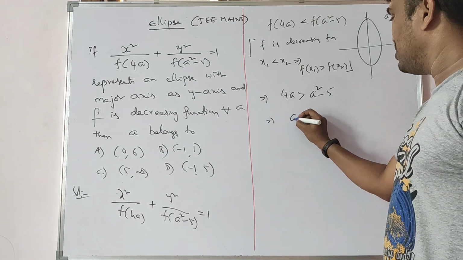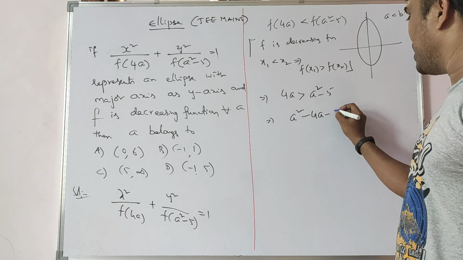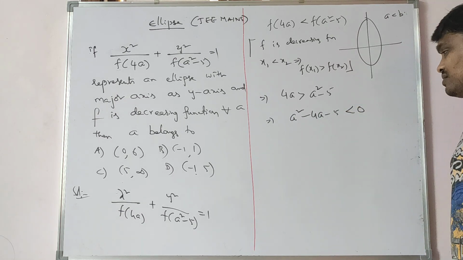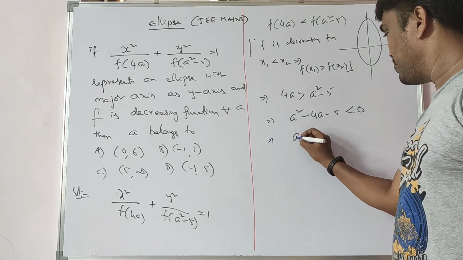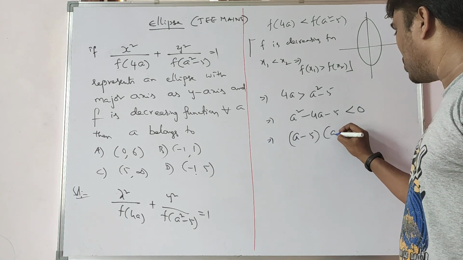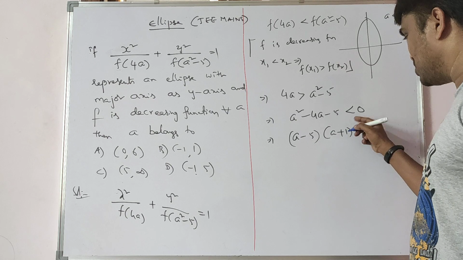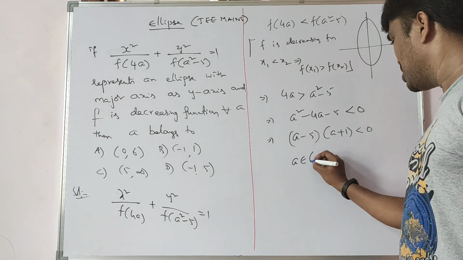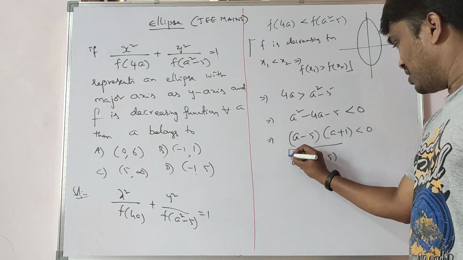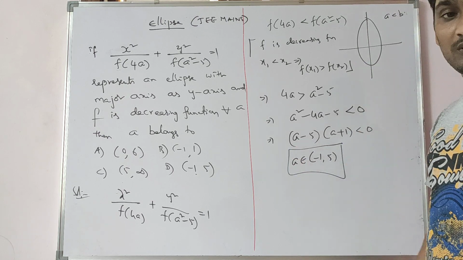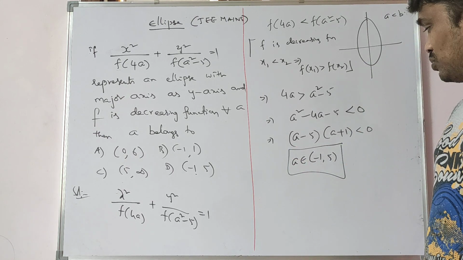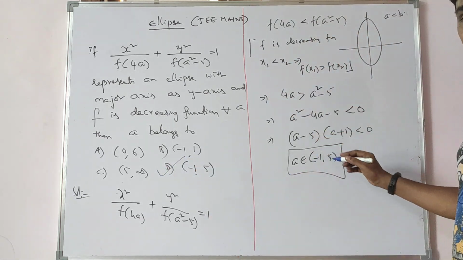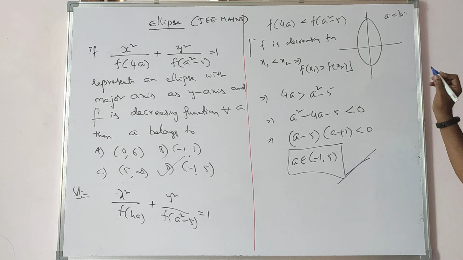What is the next one? a square minus 4a minus 5 less than 0. Factorize them. What is the result coming? a minus 5 into a plus 1 less than 0. Check it once again. So what is the result coming? a belongs to minus 1, 5. Decreasing function. So what is the suitable answer? D is the case. So this is the answer.